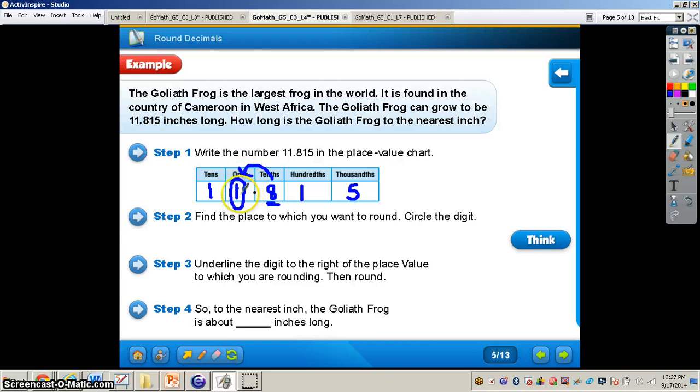Since we're rounding to the ones place, that 1 is going to turn into a 2. The tens place stays the same. And then all the other digits, the 8, the 1, and the 5 get dropped, or they turn to 0. So since it's a decimal, they can just get dropped. Okay, so we round that 11 and 815 thousandths to 12 inches. So to the nearest inch, the Goliath frog is about 12 inches long.